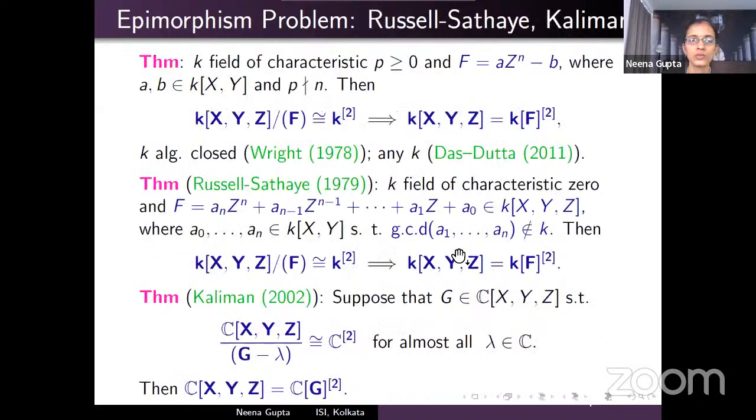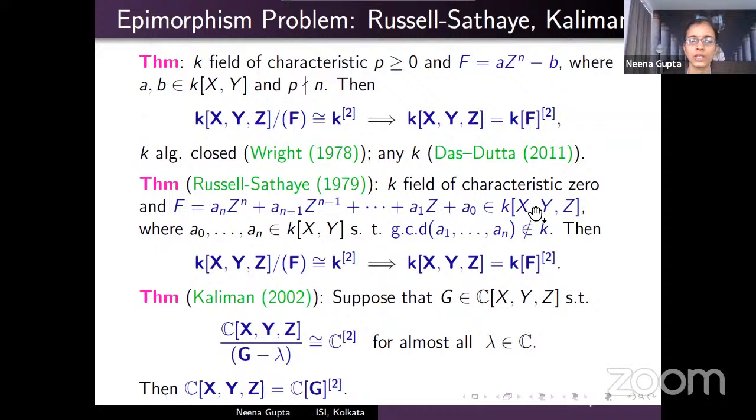And these are some more cases which have been taken care of for the n equal to 3 case. This was due to David Wright over an algebraically closed field, that if F is of this form where A and B are polynomials in X and Y. This was generalized to any field K by Prasenjit Das and Amartya Kumar Dutta.